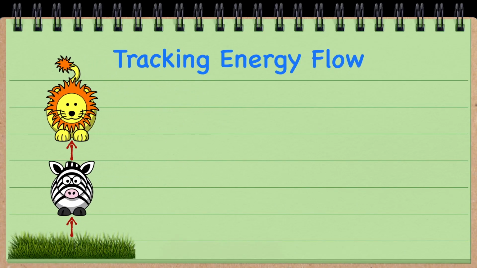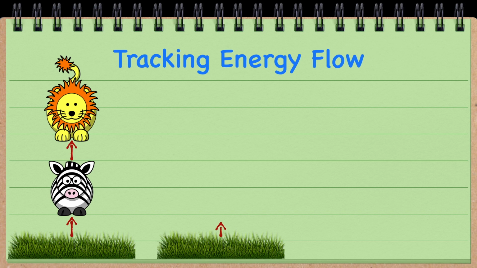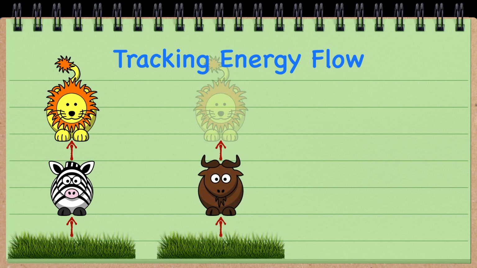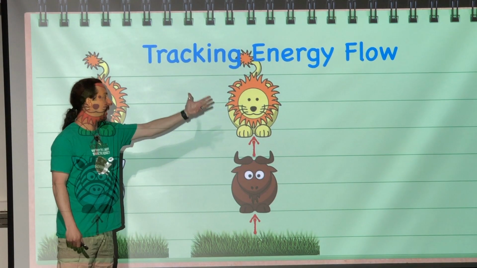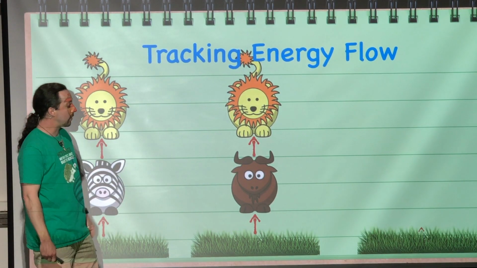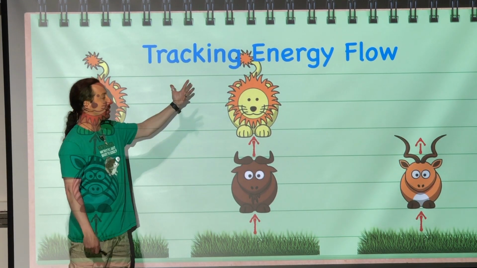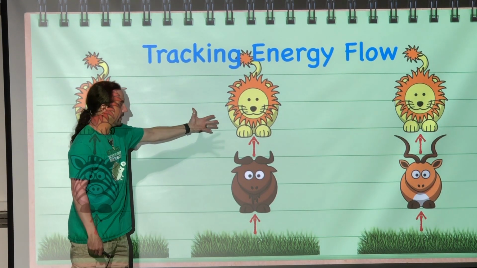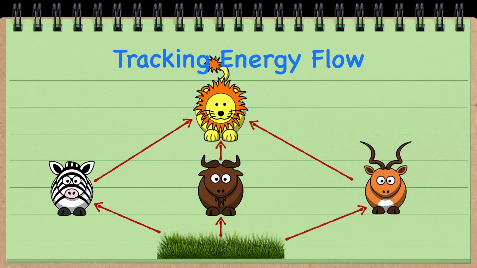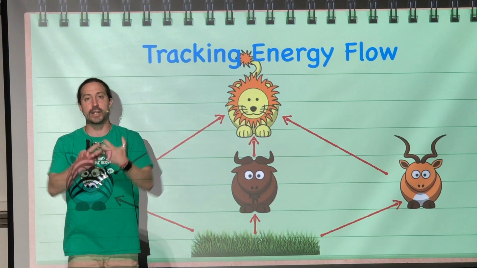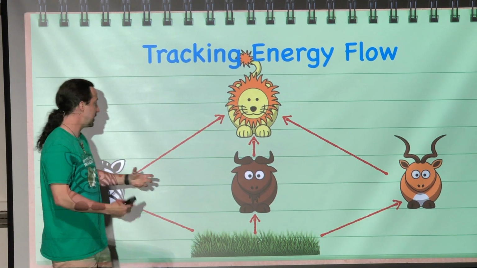And we could have other specific food chains as well. We could have, instead of the grass being eaten by a zebra, it could be eaten by a buffalo, which is then eaten by a lion. Or we could also have grass, which is eaten by an antelope, which a lion also eats. If we combine them, we end up with this, which is called a food web. A food web showing the different ways that these different food chains could all be constructed and put together.